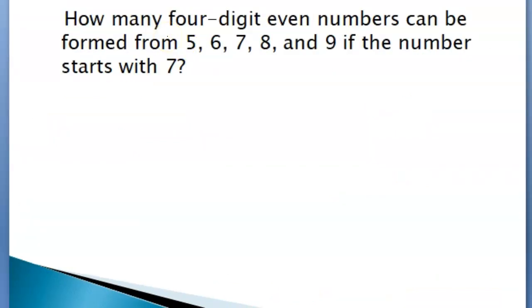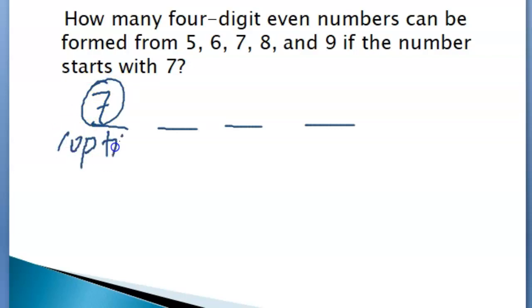How many 4-digit even numbers can be formed from the digits 5, 6, 7, 8, and 9 if the number should start with 7? So 4-digit even numbers, so we have 4 slots. Now we're told that the number must start with 7, so the number should start with 7. That's one fixed option there.